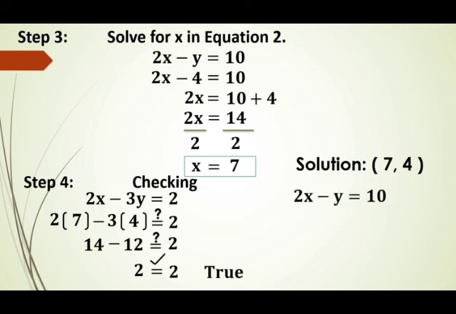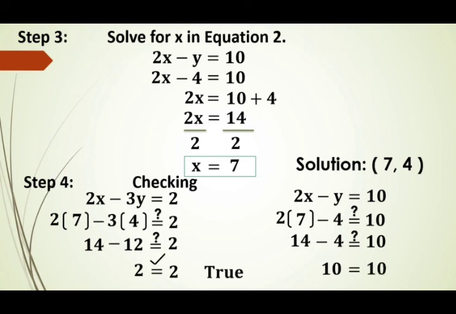2x minus y equals 10. 2 times 7 minus 4 equals 10. 14 minus 4 equals 10? Yes, correct. 10 equals 10. The resulting statement is also true, therefore nasatisfy din ang second equation. Thus, the solution to the system is 7, 4.